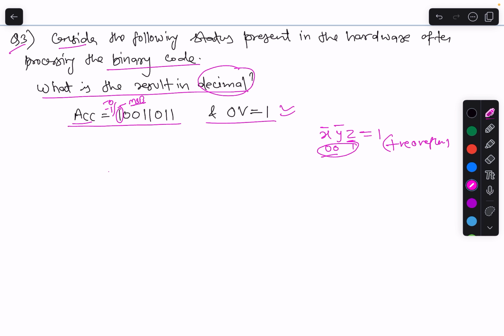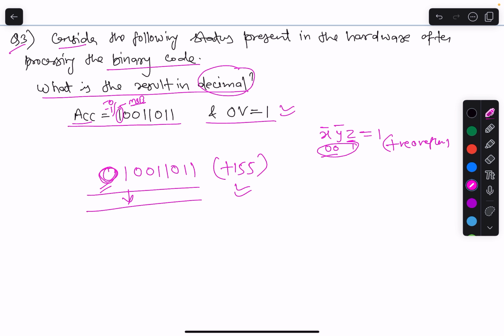After knowing that it is positive overflow, for positive overflow we put 0 in front of the accumulator, so the accumulator is 100111011. If it were negative overflow, we would have put 1 in place of this 0. So this is nothing but 155. No need to invert and add 1 or apply the shortcut method, because here at the MSB we have 0, so this number is positive, and we report the result directly, that is plus 155.